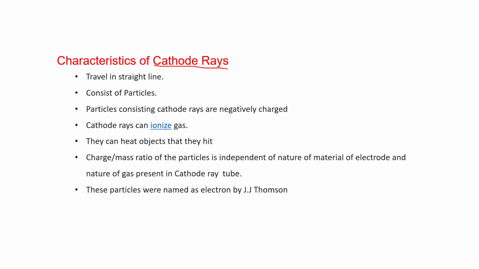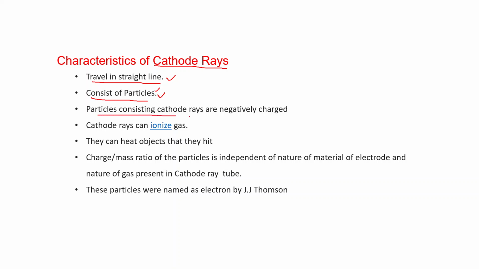Characteristics of cathode rays. They travel in a straight line. It can be verified if you place an opaque object in the path of these rays, then that object casts a shadow. It indicates that they travel in a straight line. They consist of particles. Again, it can be verified if you place a light paddle wheel in the path of these rays, that wheel starts to rotate. It indicates that these rays consist of particles.